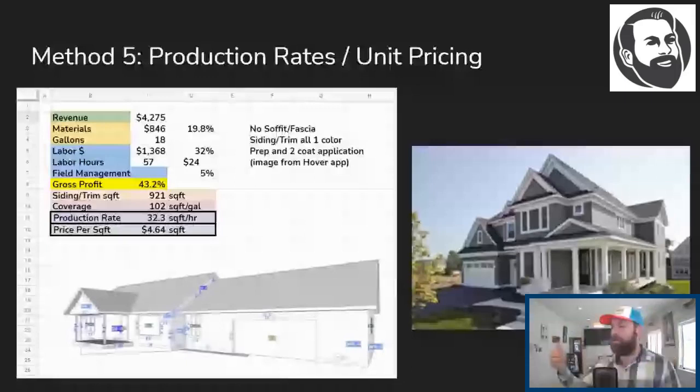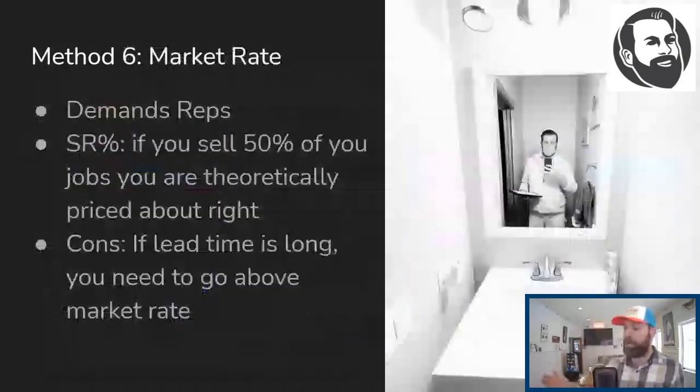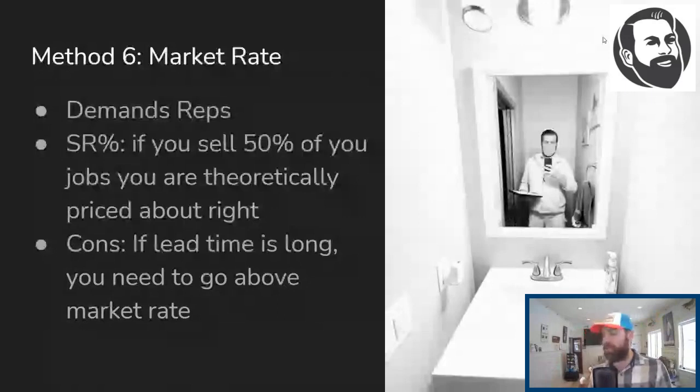So I will say this, get production rates, use them if you like, but you have to compare them to something else as well. Market, this is the toughest one. People all say, where do you find these market rates? It's a feeling, and it comes from a little bit of data when you do your estimating. So this demands repetitions. I do 700 to 800 estimates a year. I can instantly get a feel for what's a good price, what's not.